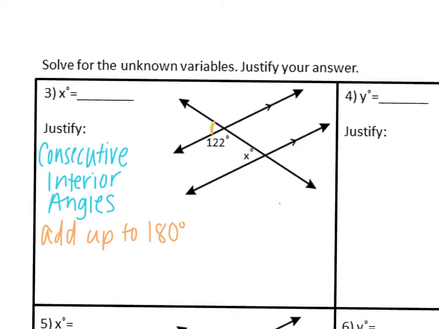And this angle that I just highlighted in green and the angle with the X value, those are corresponding angles. So in order to find our value of X, we are going to subtract 180 minus 122. And that will give us the value of X. So when I subtract, we get 58 degrees, and that is our value of X, 58 degrees.